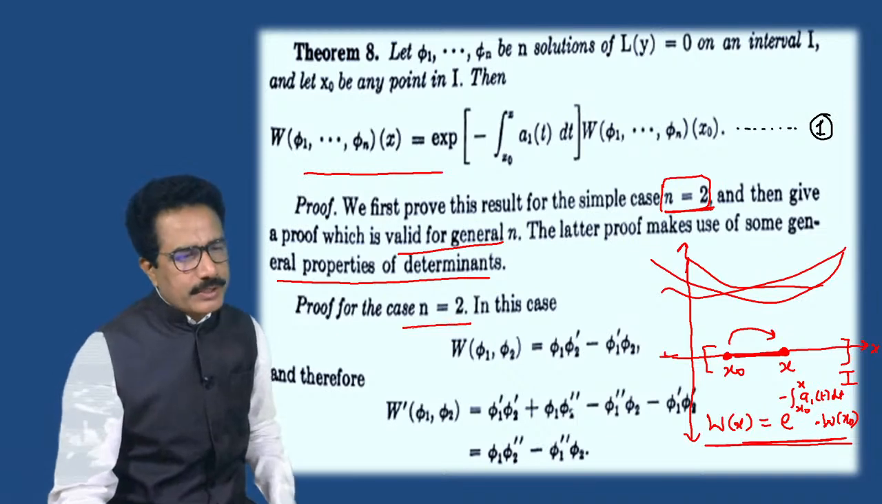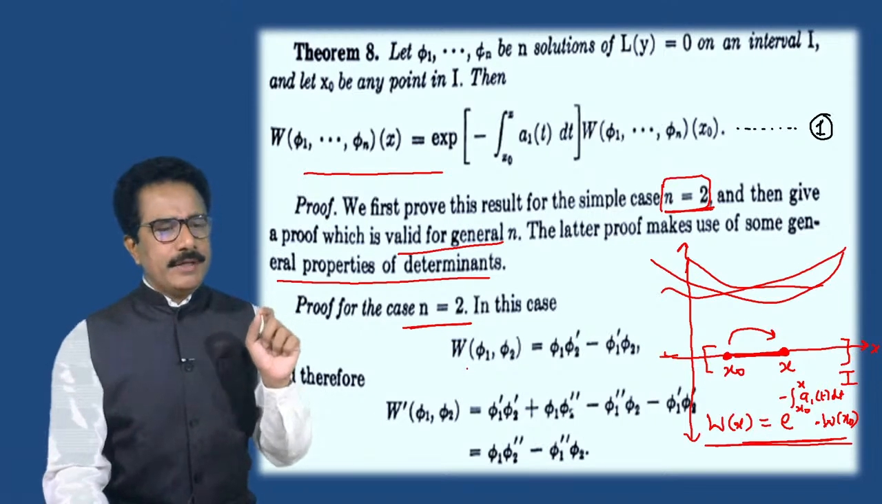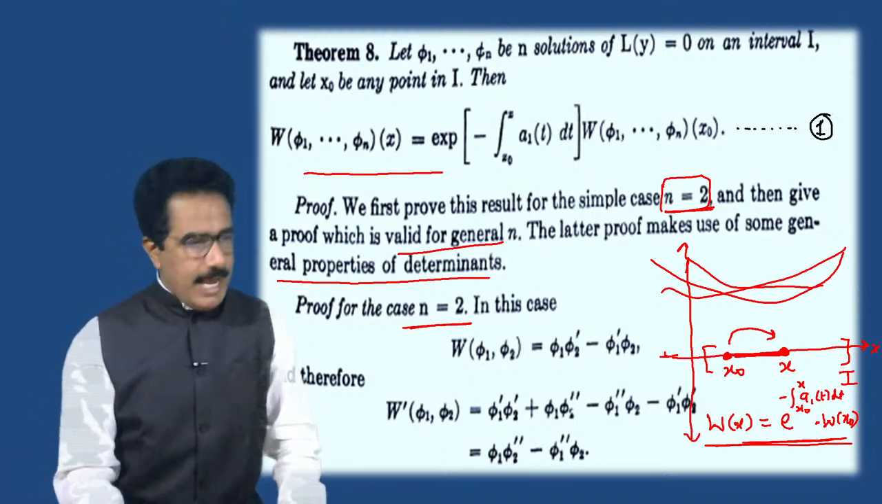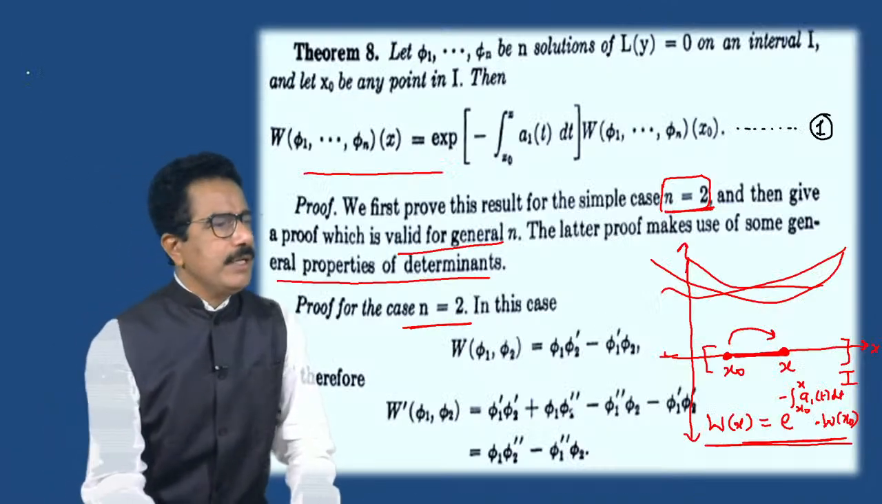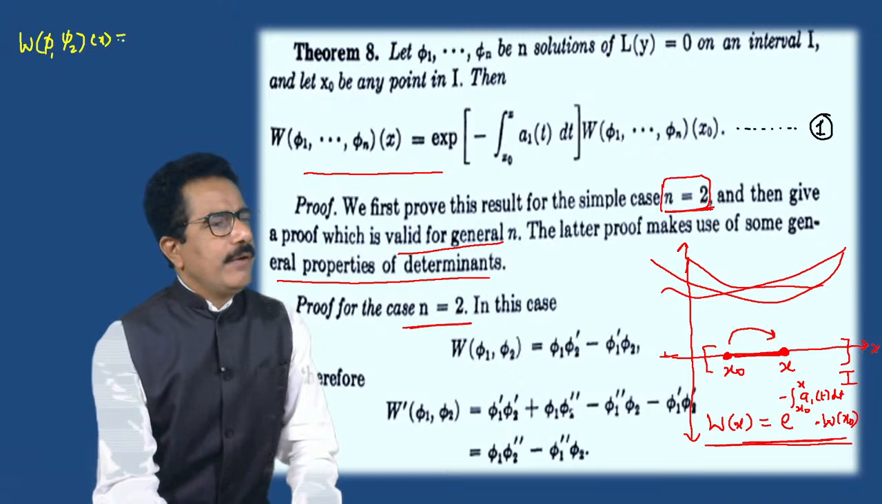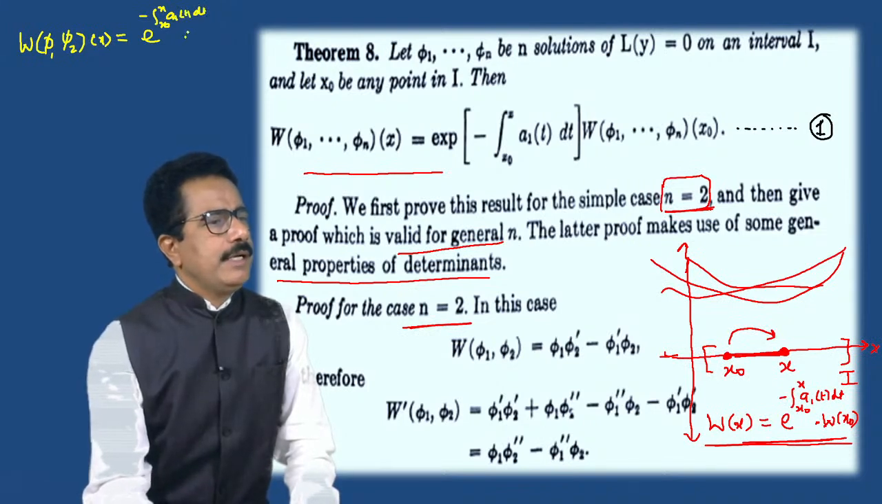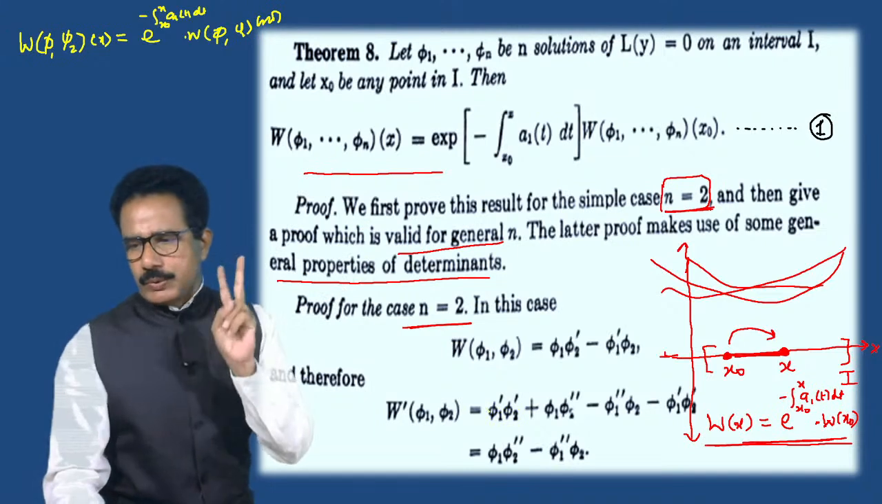Now the proof for n equals 2. In this case we know that. Now, what do you have to prove, students? Actually we have to prove the Wronskian of phi1 comma phi2 of x is equal to e raised to minus the integral from x naught to x of a1 of t dt, times the Wronskian of phi1 comma phi2 of x naught. That means we have to prove it for the case n equals 2.